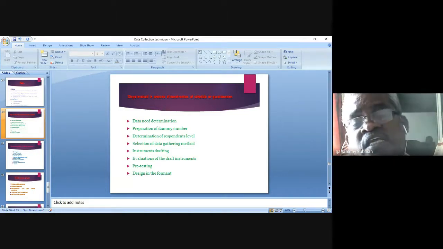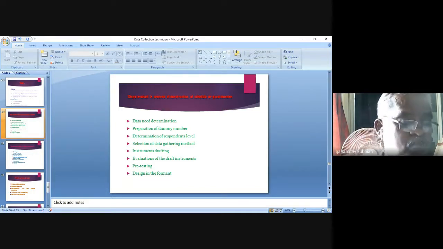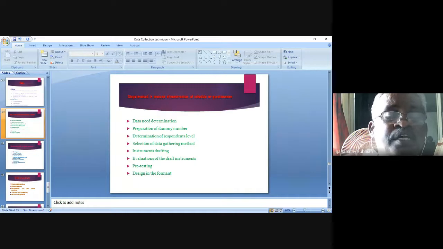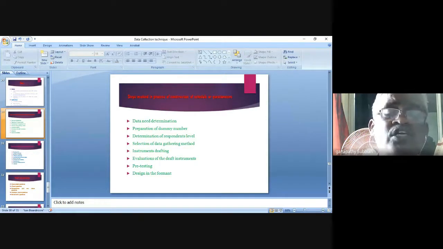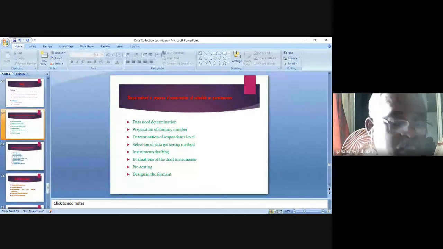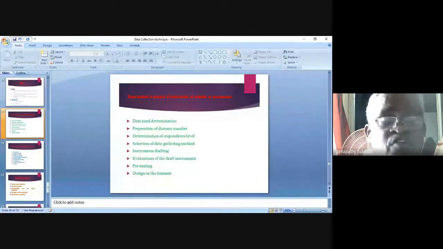It depends upon the questions posed to the potential respondents. Then another important point, selection of data gathering methods. What are the methods to be adopted by the researcher for collecting the primary data, whether it is observation, or telephone interview, or personal interview, or any other methods? That is another important point to be taken into account by the researcher.